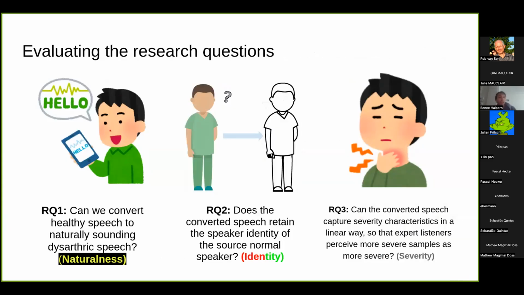And we evaluated this system on three separate aspects. The first aspect is the naturalness aspect. The second aspect is the speaker identity. And the third aspect is whether the speech is severe, so whether the speech mimics the pathological characteristics of the speech.